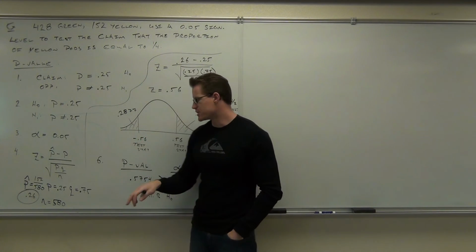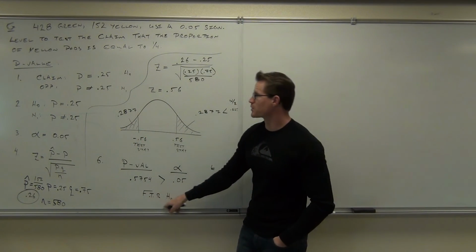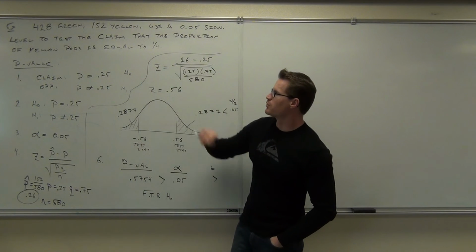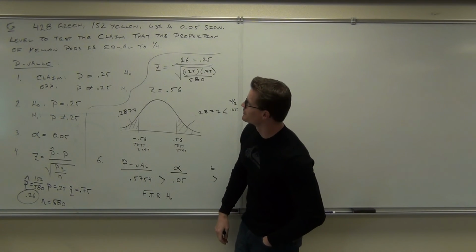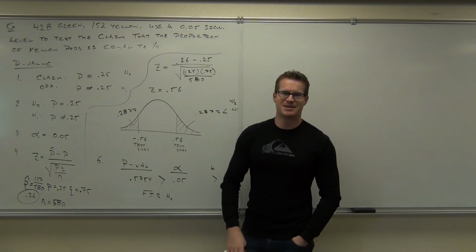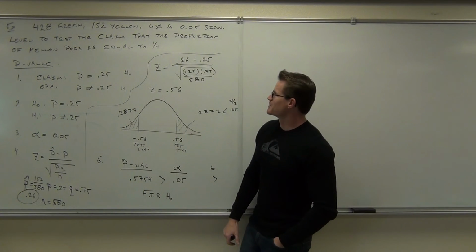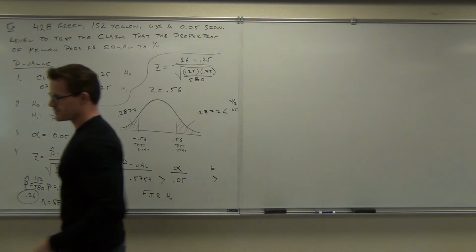So on your paper right now, you should have: there is not enough evidence to support the claim that the proportion of yellow pods, that looks like poos, doesn't it? Yellow poos. Don't think too much into that one, is equal to 1/4. That's what you put on your paper.